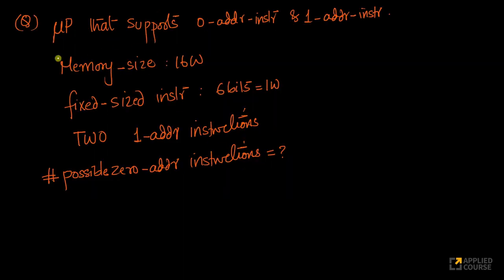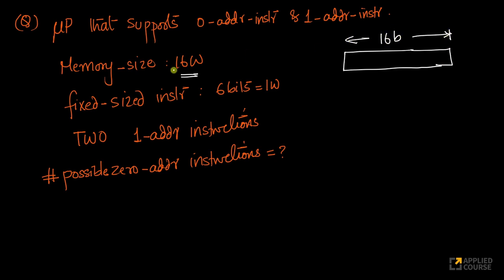Imagine I have a microprocessor that supports both 0 address instructions and 1 address instructions. Let's assume my memory size is 16 words. Very simple question. My memory size is 16 words, which means, what is my memory address size?